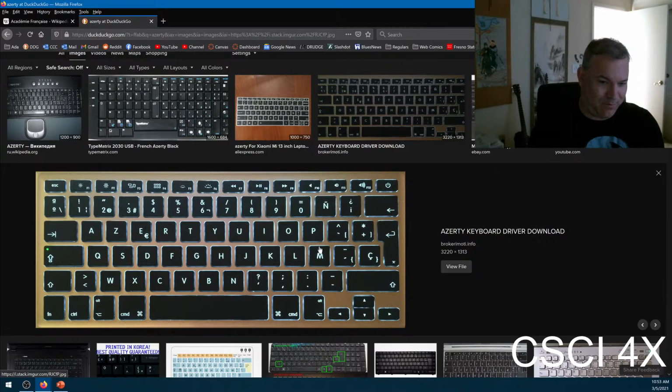The E through P are the same. The S, D, F, G, H, J, K, L are the same. The M got moved from here to here. The W and the Z are switched. X, C, V, B, N. Yeah, so there's just a couple keys that are different, enough to really annoy you.